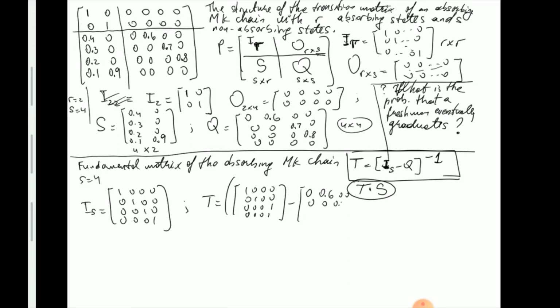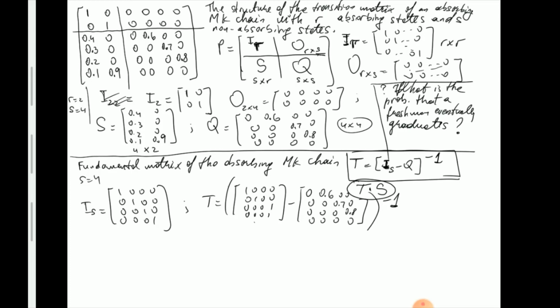We're going to do this with Maple later because this is too tedious to do by hand. We're going to do by hand a shorter example. And you take the inverse of this. I hope it's clear enough here. So you subtract I_S minus Q, take the inverse, and that's the fundamental matrix.